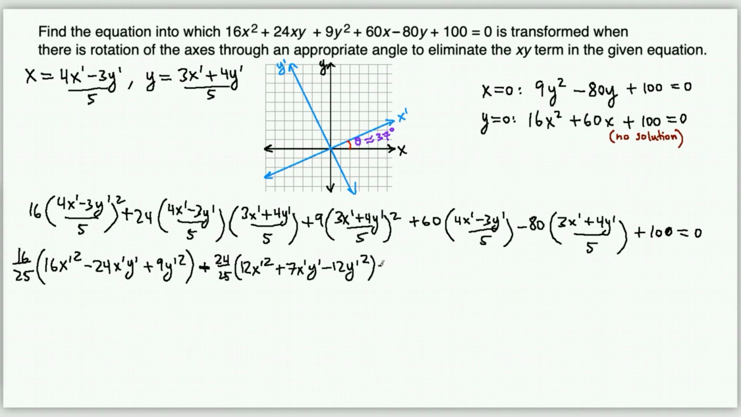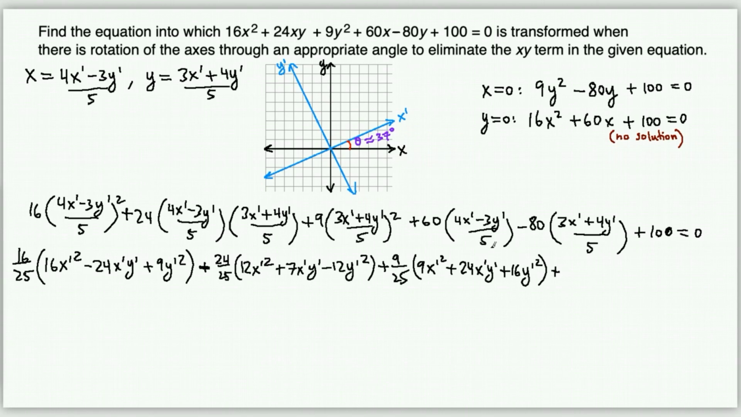Now the third product, plus 9 over 25. I'm going to take the 25 out again, so I'm going to have just to square that. So that's 9x prime being squared plus two products of these, so 24x prime y prime plus 16y prime being squared.